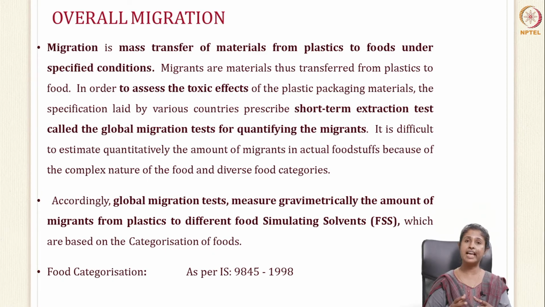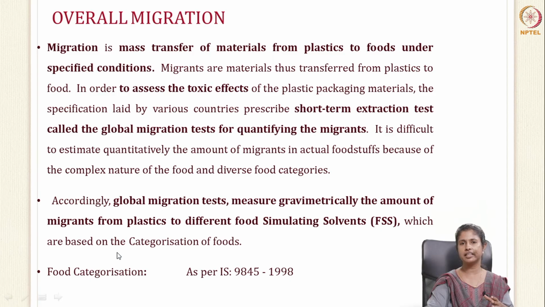Suppose your food is an acidic food like pickles. Vinegar is the most important major component in pickles. So here you can use acetic acid as the food simulant to simulate the vinegar atmosphere. So basically simulants are used instead of the whole complex food system. Accordingly, the global migration test is gravimetric, that will measure the weight or the amount of migrants from the plastic to the different food simulating systems.